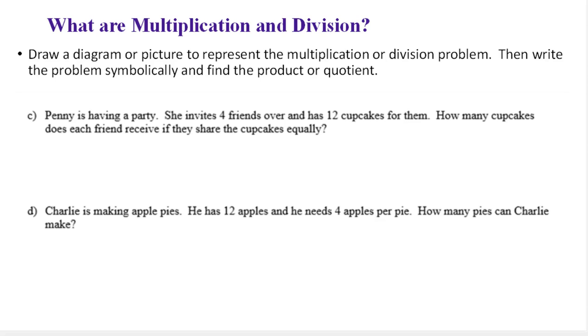In this video, we'll continue with multiplication and division, and we are looking at equal grouping and fair sharing problems. So, let's get the highlighter ready. Penny is having a party. She invites 4 friends over and has 12 cupcakes for them. And here's our question, our goal. How many cupcakes does each friend receive if they share the cupcakes equally?